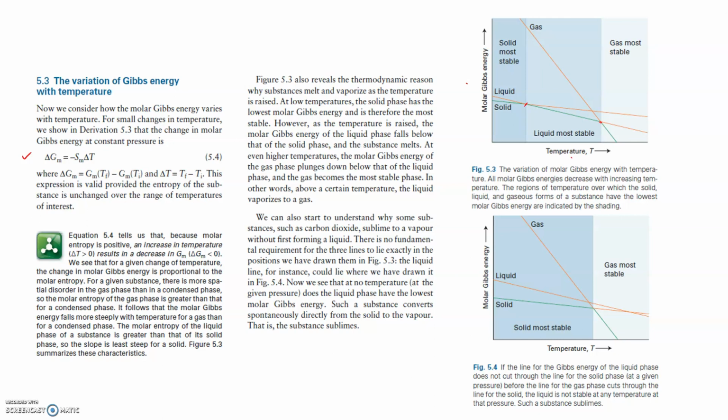We can also start to understand why some substances, such as carbon dioxide, sublime to a vapor without first forming a liquid. There's no fundamental requirement for the 3 lines to lie exactly in the same position we've drawn in figure 5.3. The liquid line, for instance, could lie where we have drawn it in figure 5.4. Now we see that at no temperature does the liquid phase have the lowest molar Gibbs energy. Such a substance converts spontaneously directly from solid to vapor. That is, it spontaneously sublimates. And this is the case for solid CO2, or dry ice, going straight to gas phase without passing through the liquid phase.